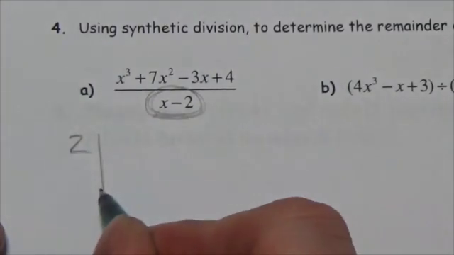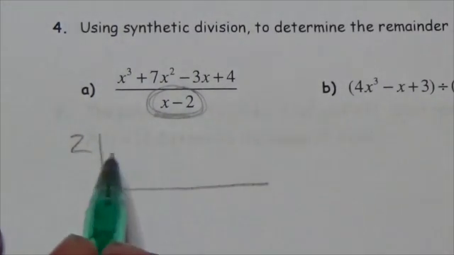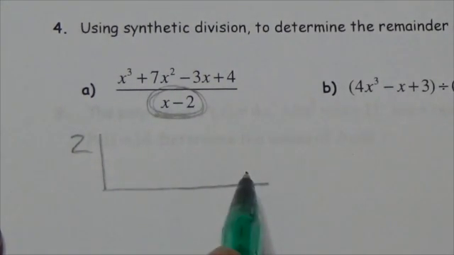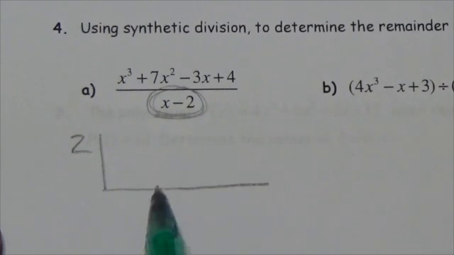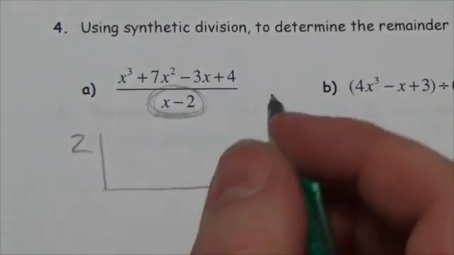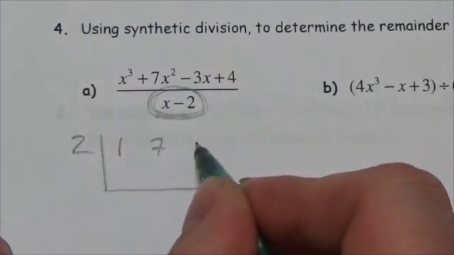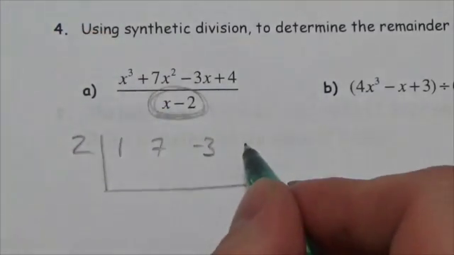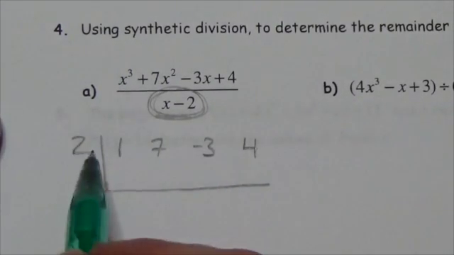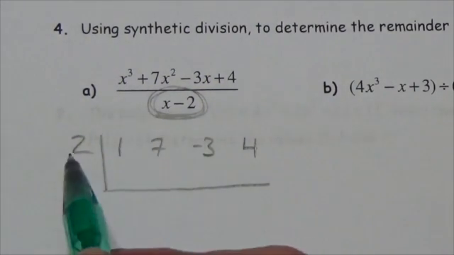Then I'm going to draw myself a little box. Now, the way the box works here, there should be room for two rows of numbers, and then there should be room for a row of numbers underneath here. In the top row, I'm going to list off the coefficients of the polynomial that I'm working with here. So 1x cubed, 7x squared, negative 3x, positive 4. There's my coefficients here. Outside the box again, I've taken the number that makes this equal to 0, so positive 2.